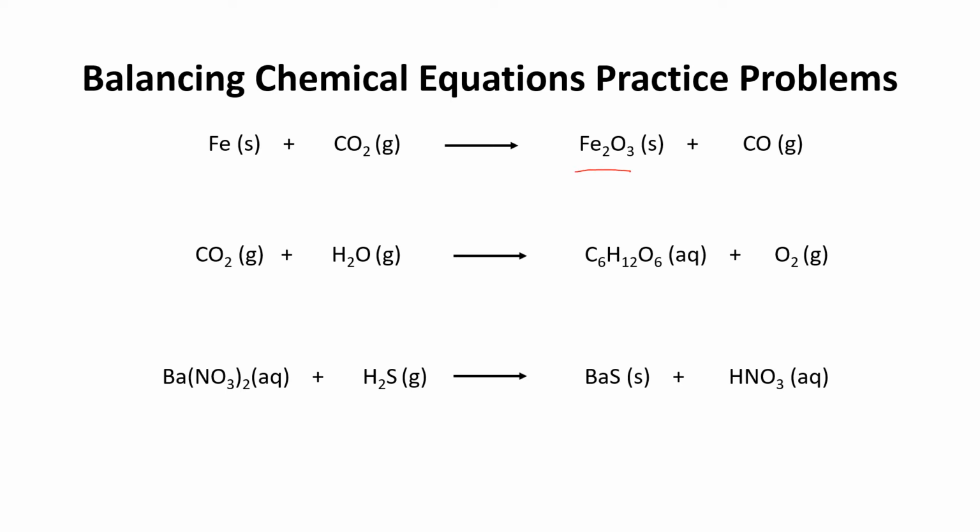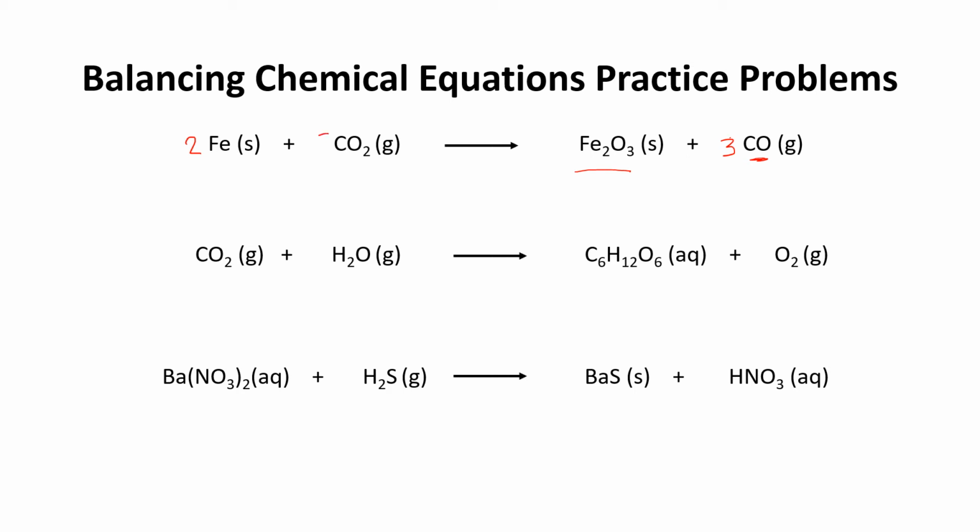We'll use this as a starting point. I have 2 irons over here, so what if I put a 2 over here? And that will give me 2 irons on this side. Notice I have 4 oxygens over here, but I have 2 oxygens over here. Now, if I put a 2 right here, then ultimately that's going to give me 2 carbons on this side. So what I need to consider doing, maybe, is, what if I put a 3 right here? And that would give me 6 oxygens on this side, 3 carbons on this side.